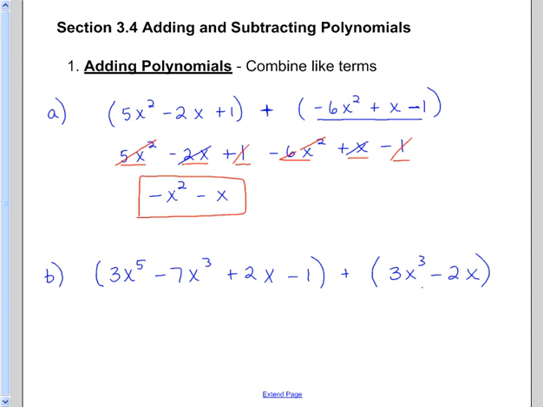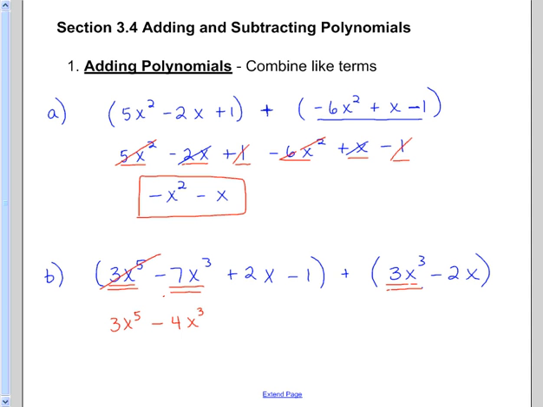You can, like I did on A, or you can just go through and pick out, is there anything that would go with 3x to the 5th? No, that's the only x to the 5th term, so it's going to go first. Then I move to negative 7x to the 3rd. Is there a term that I can combine with that? And that would be 3x to the 3rd. Negative 7, positive 3 would give me negative 4x to the 3rd.